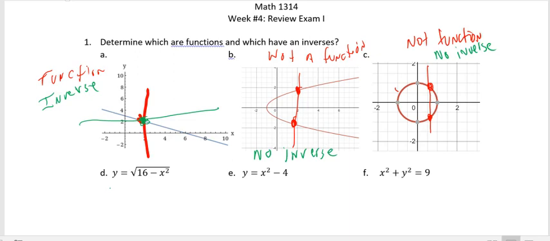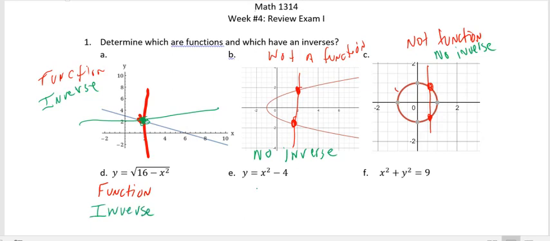For letter D, it says, is this a function? Okay, since the square root is already here, the parent function looks something like this. This would be a function, right? If you draw a vertical line test, and if you draw a horizontal line test, it's going to have an inverse. Since it has a square root there, we can say that this is a function because no matter what value you put in for x, you're always going to get one value for y. Okay? So this will have an inverse.